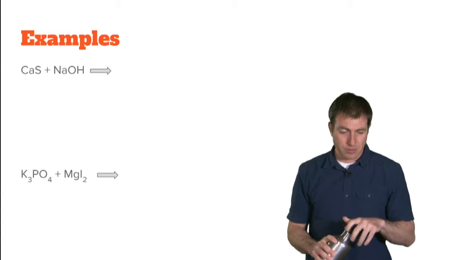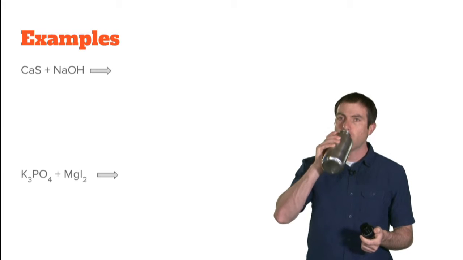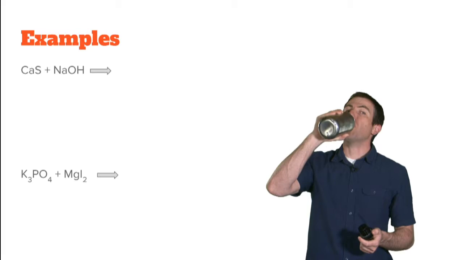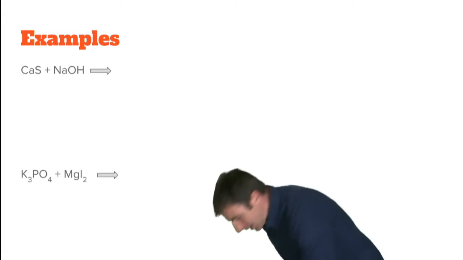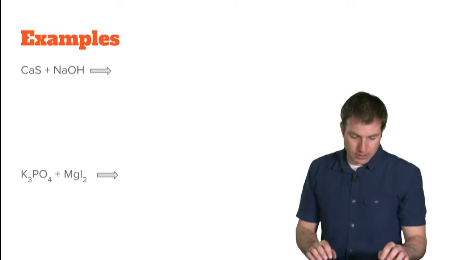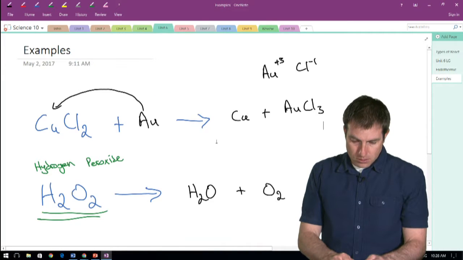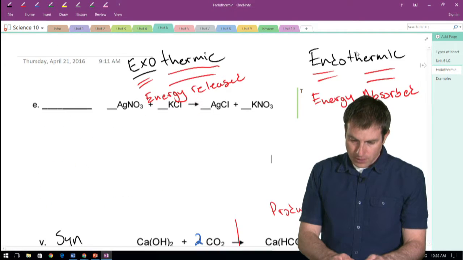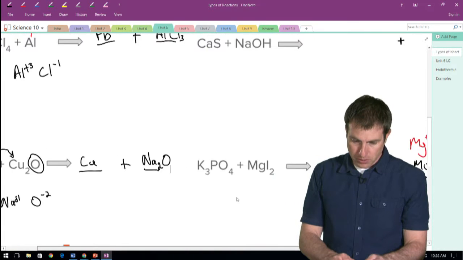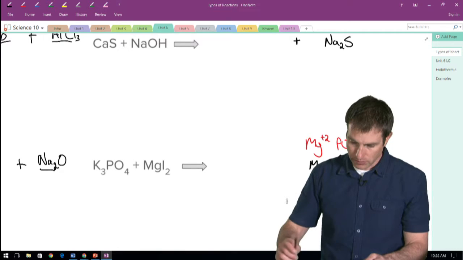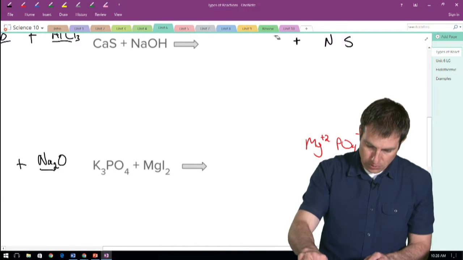And then we have potassium phosphate and magnesium iodide. And we're going to see how these things switch. Okay. Let's jump over to OneNote, do a couple of examples. All right, so there are the examples on the right here. Oh, don't want to give it away. Although I will keep those charges up just to make my life a little bit easier.